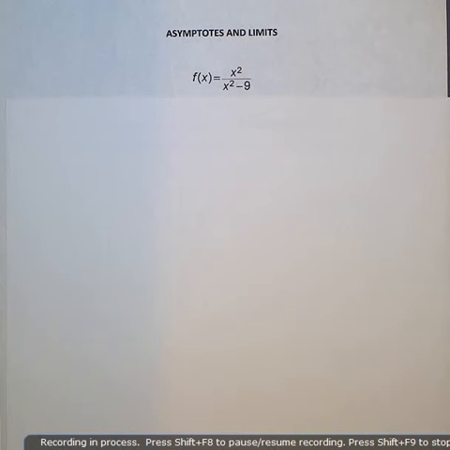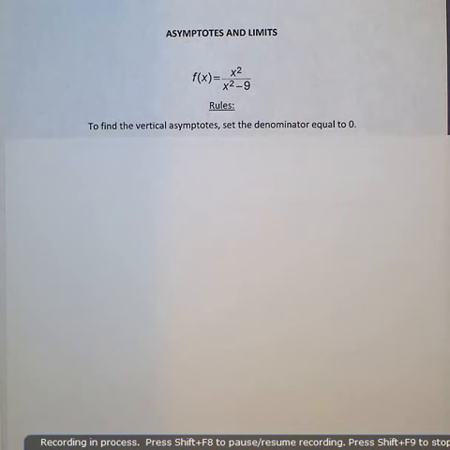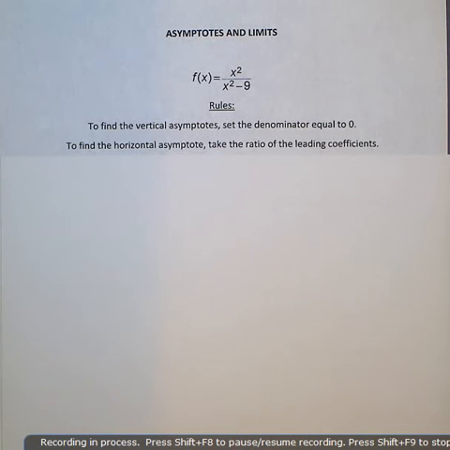over x squared minus 9, these students may turn to rules like: to find the vertical asymptotes, set the denominator equal to 0, or to find the horizontal asymptote, take the ratio of the leading coefficients. These rules work fine for rational functions, such as the one above, but do not help students with other functions.